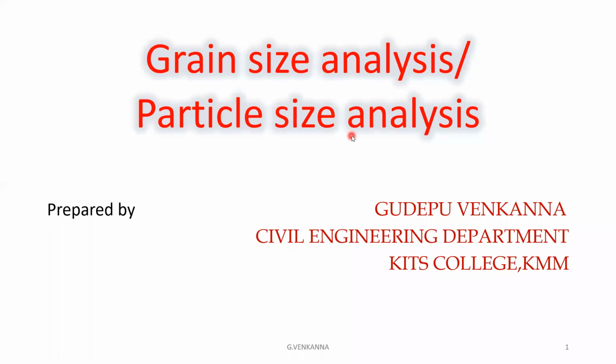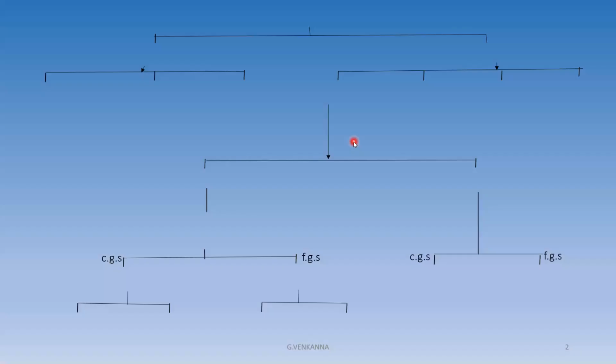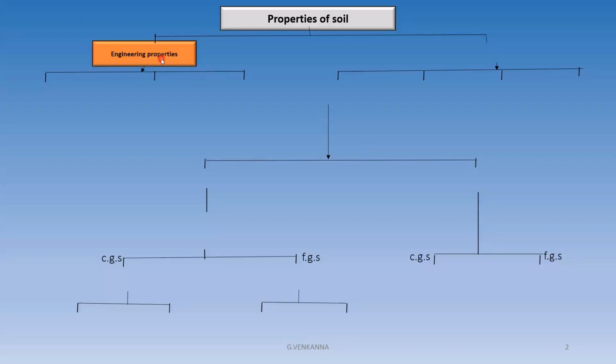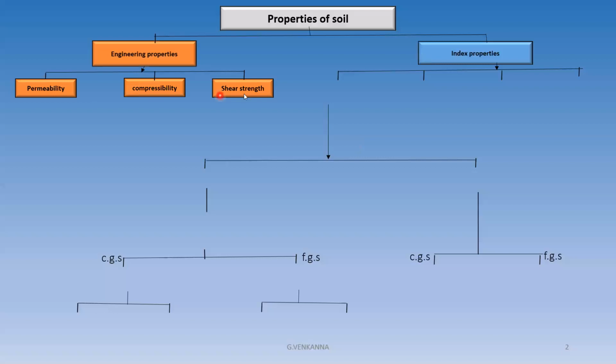Okay, today our topic is grain size analysis or particle size analysis. In this particle size analysis, in order to find out the properties of soil, generally we have two types of properties of soil. These are engineering properties and index properties. Engineering properties are permeability, compressibility, and shear strength.